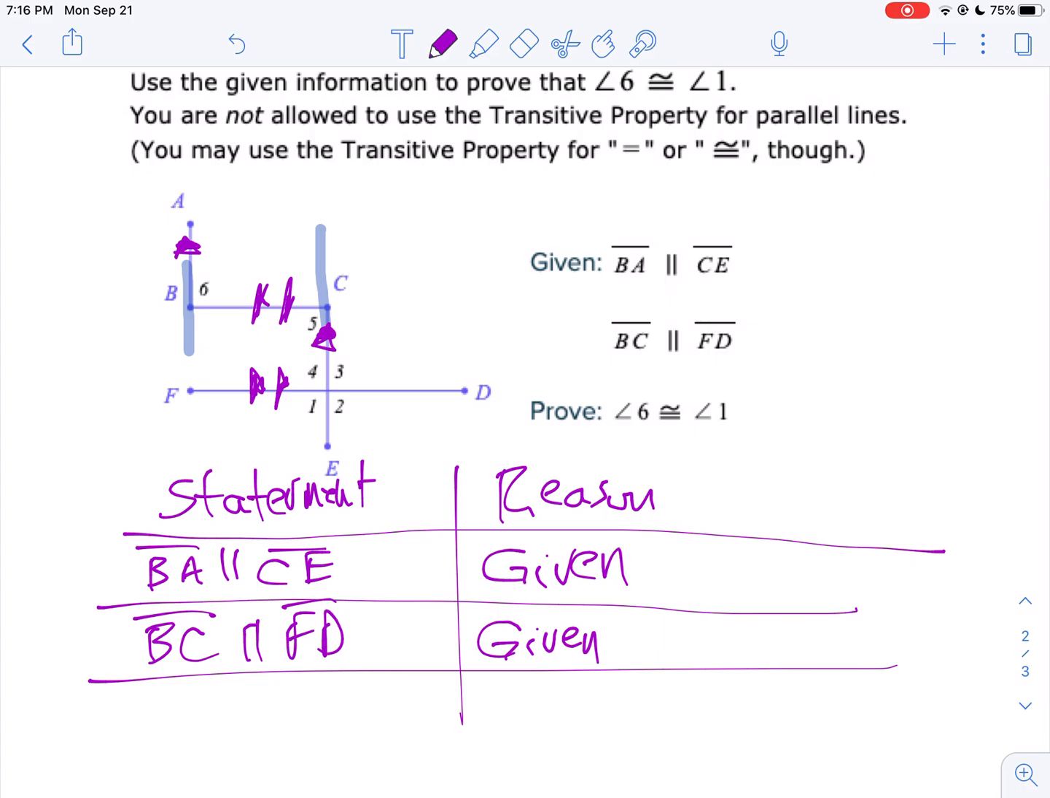Now, using our parallel lines AB and CE, notice angle 6. The reason I'm starting with angle 6 is because in my proof, what I want to prove is angle 6 is congruent to angle 1. So I want to get angle 6 involved somehow. Well, angle 6 is congruent to angle 5 because they're connected by a transversal, your transversal BC. Angle 6 and angle 5 are alternate interior angles. So it's kind of like we did in the last proof. We're going to say angle 6 is congruent to angle 5. If we have parallel lines, then we know the alternate interior angles are congruent.